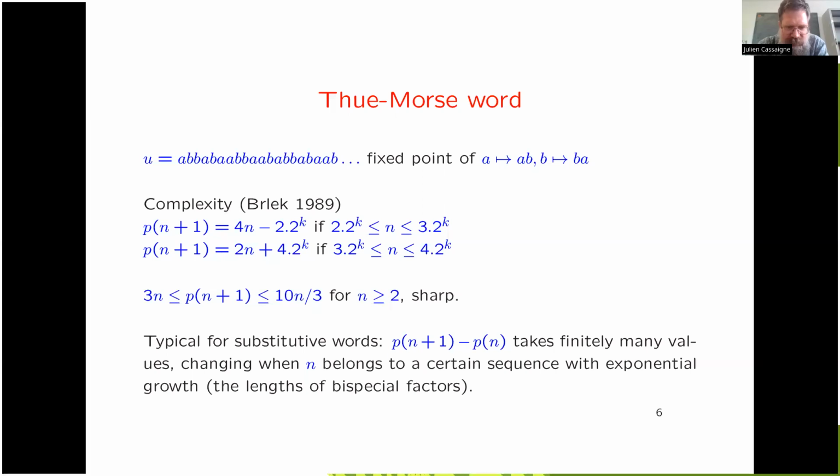And so this is typical for substitutive words. It is, of course, big O of n, but it's not equivalent to some constant times n. If you divide by n, you get something that oscillates between two values, and in this case, it's between 3 and 10 over 3.